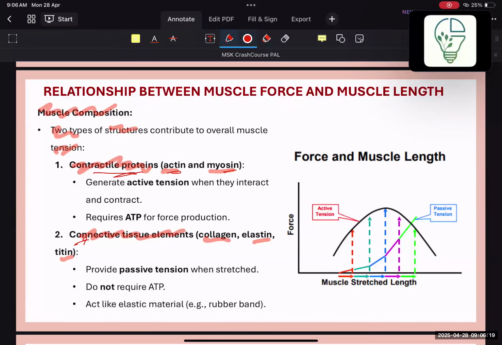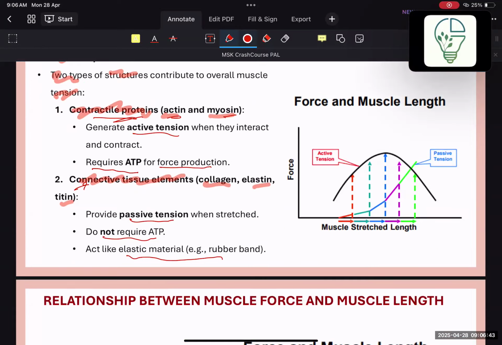The contractile proteins are going to generate active tension. What does that mean? That means they're going to generate active tension using ATP for force production. On the other hand, passive tension will not use ATP, and it kind of acts the same way as a rubber band does. As long as you're trying to stretch it, the tension will increase in connective tissue. And we'll discuss this better now.